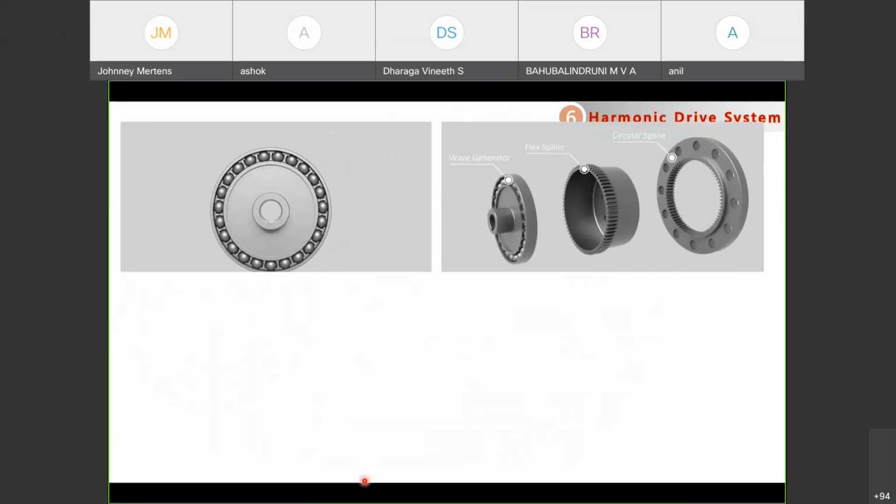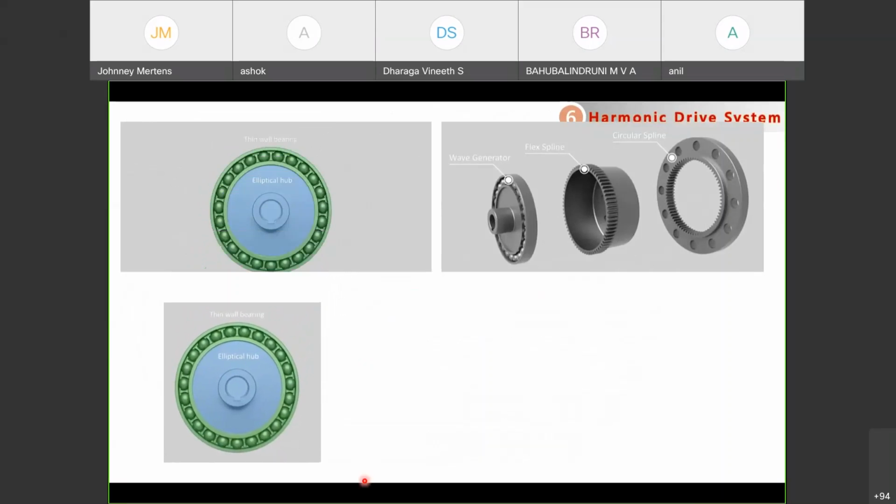So coming to the wave generator, you can see it consists of an elliptical hub and a thin-walled bearing, which will be at the outer surface of the elliptical hub. And since that is an elliptical hub, it can produce only elliptical motion, not exact circular motion. Elliptical motion will be created. And the second component is a flexible spline. Okay, as the name indicates, it's a flexible spline. You can see how flexible it is.